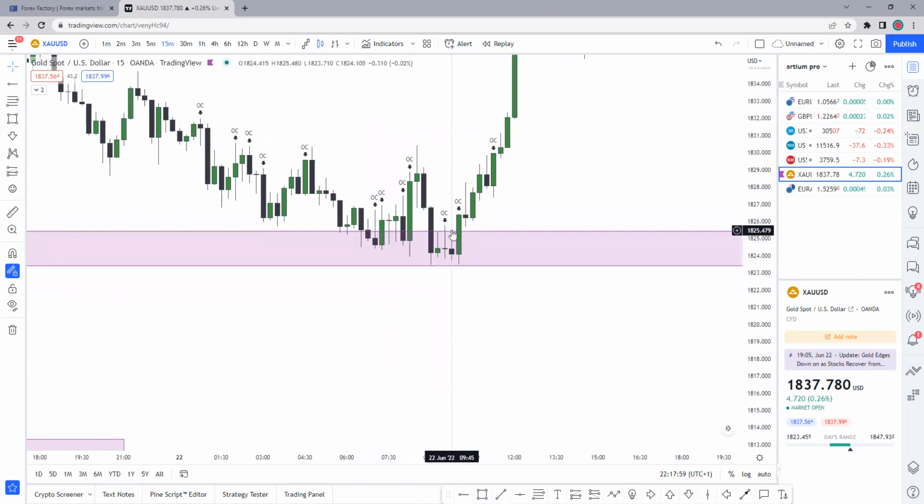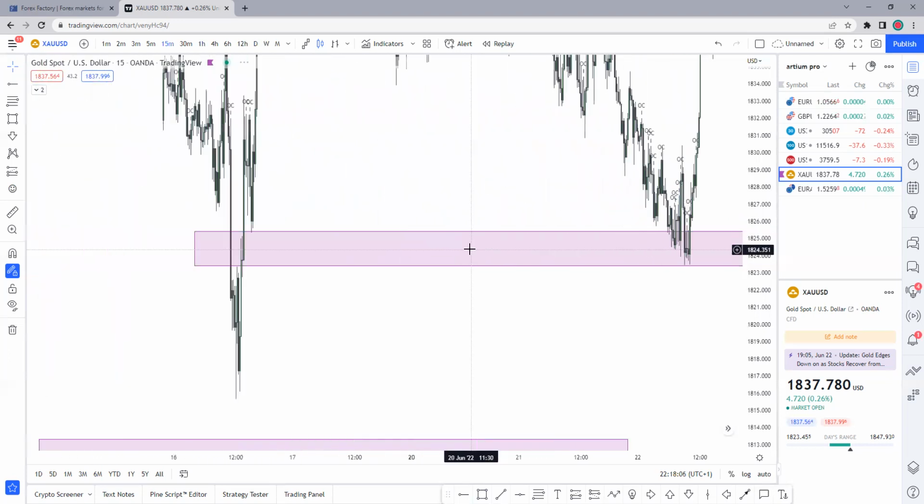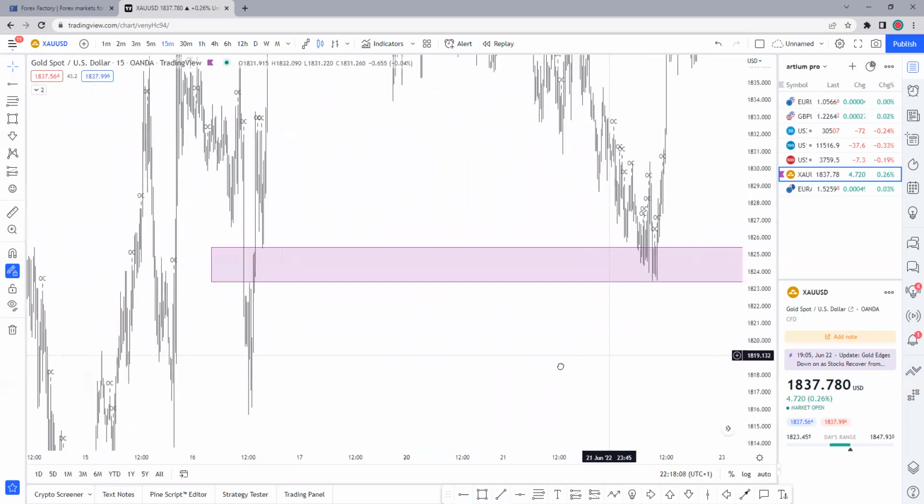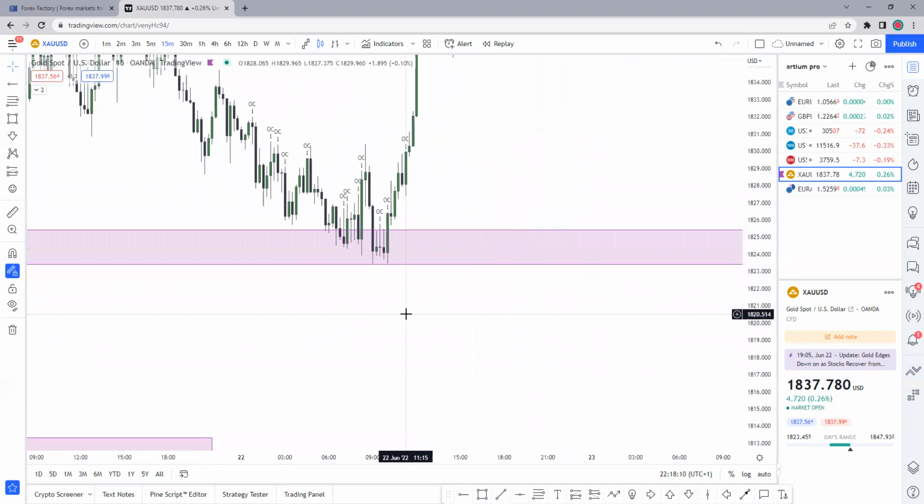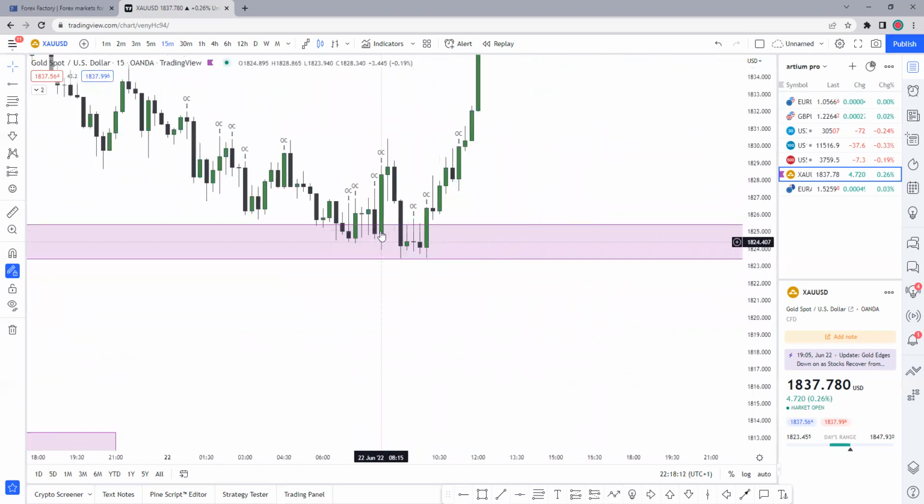Just there as well, we had an outside candle that swept the low of this candle and expanded to the upside. And it's within the 1 hour fair value gap area. It's within a significant area. You want to be looking for these candles in significant areas. And price expanded to the upside.